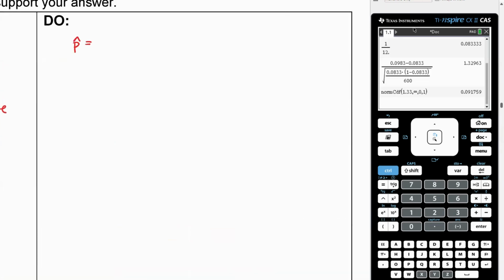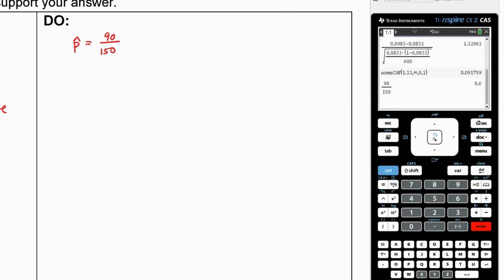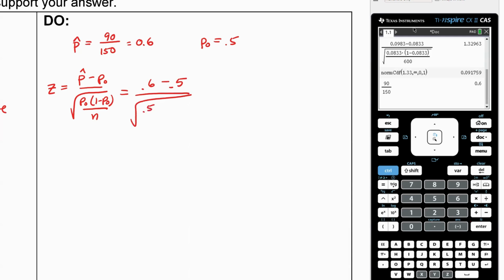Calculate our p hat value. Remember, 90 out of the 150 said that they didn't smoke at Robert's school. That was the number in his sample, and that's 0.6. Remember, our p naught value is 0.5. Our z value, p hat minus p naught, over the square root of p naught times 1 minus p naught over n, or 0.6 minus 0.5 over the square root of 0.5 times 0.5 over 150.